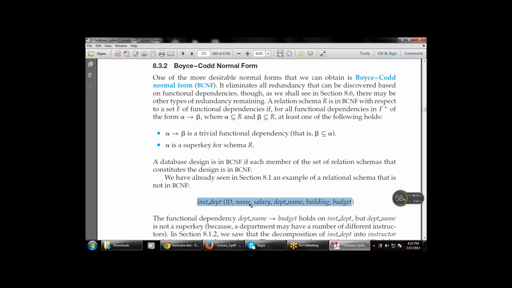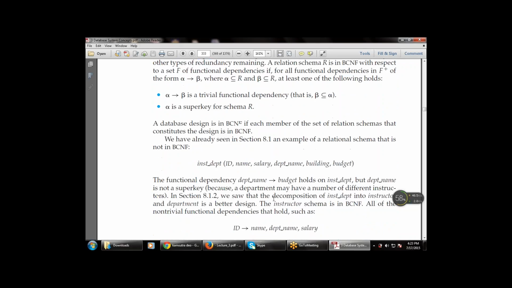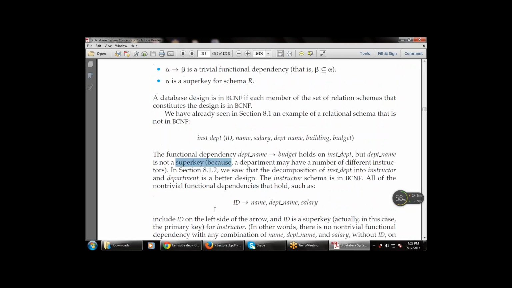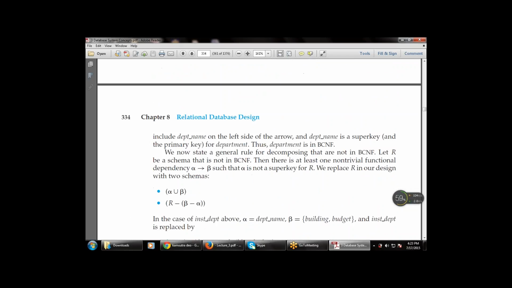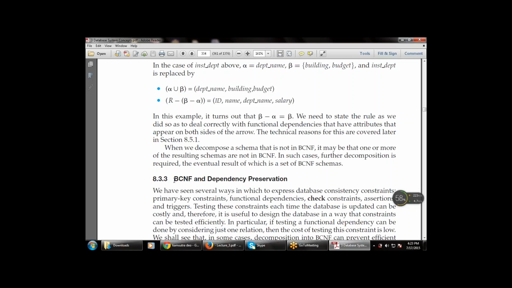Now this is an example of a relation schema that is not in BCNF. There is the instructor department, with ID, name, salary, department name, building, and budget. The functional dependency department name, budget holds on the instructor department, but department name is not a super key. So this is not a super key, but we can apply ID, name, department name, and salary.